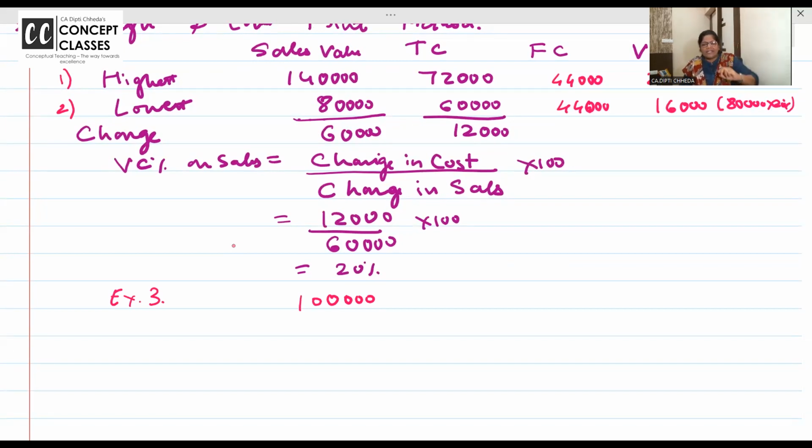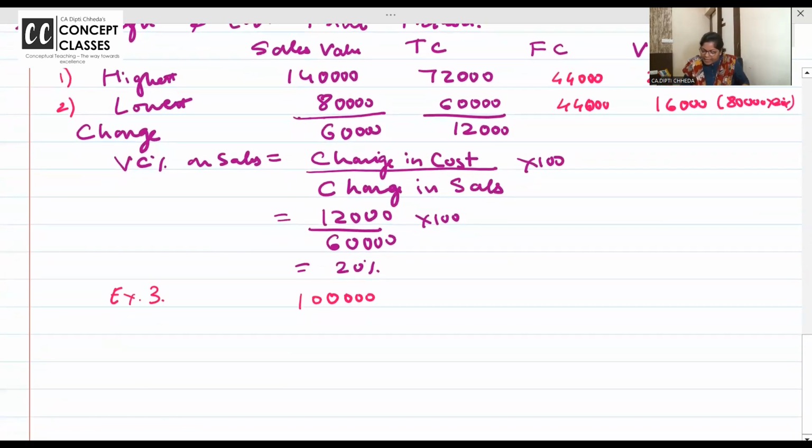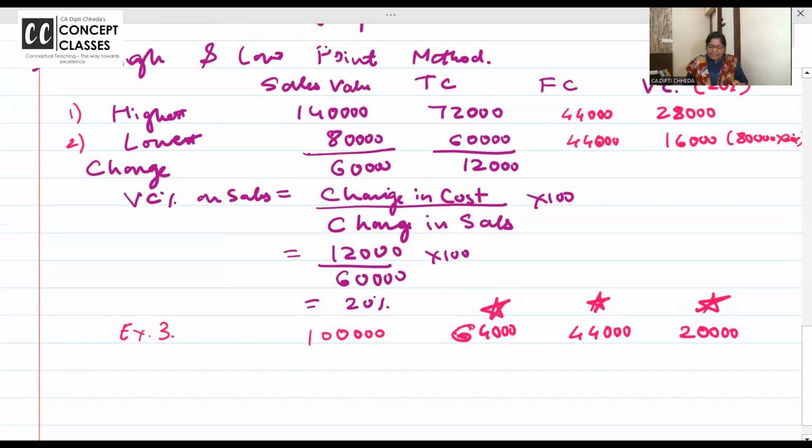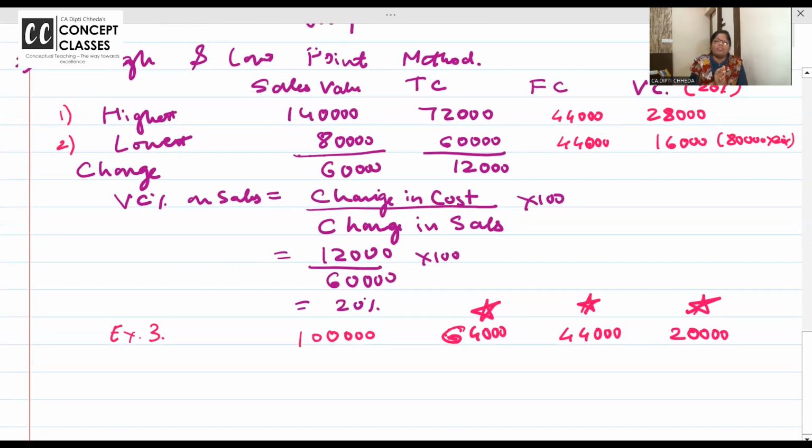Sir, you have studied method, no? How to segregate. Next month, my sale is 1 lakh. Can you tell me what is going to be my cost? Yes. 1 lakh का 20%. आपका variable cost कितना होगा? 20,000. Fixed cost कितना होगा? 44,000. What will be your total cost? 64,000. Can I use this data and make awesome budget and decision making? This is the use of high and low point method.